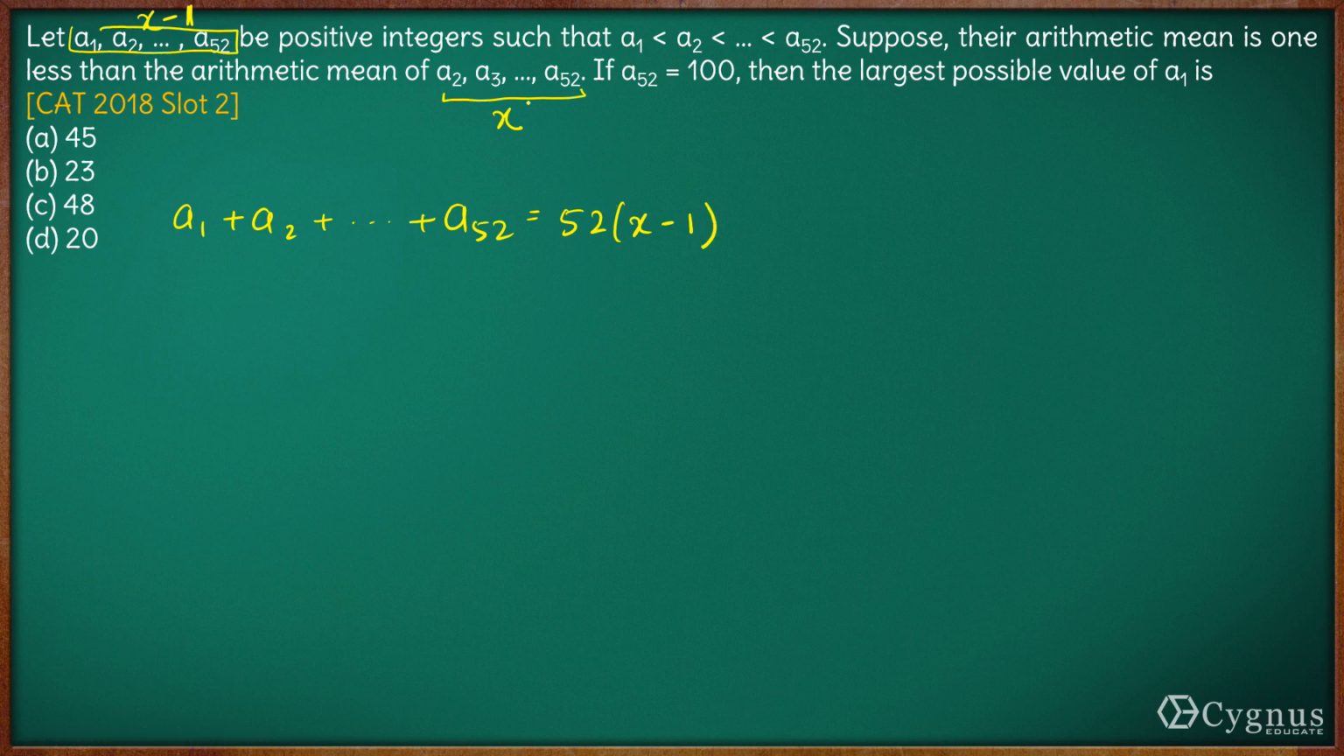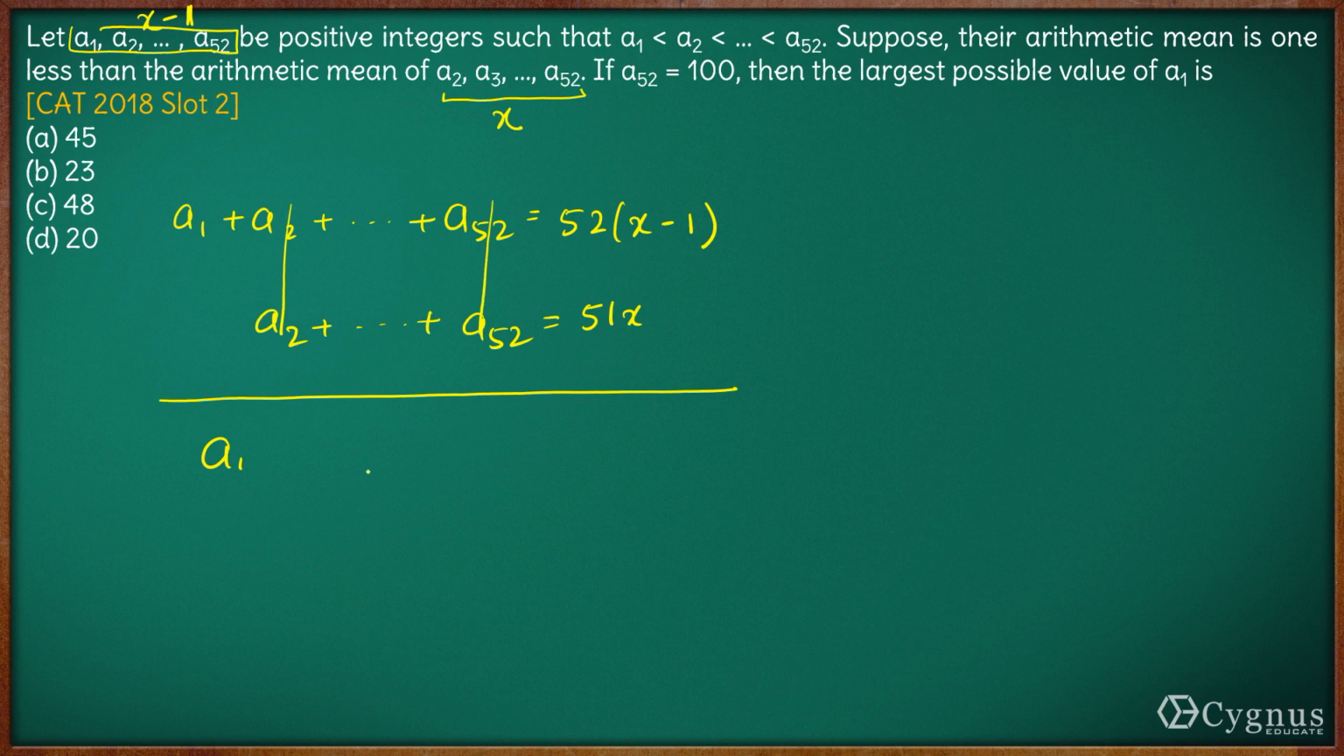Similarly, the average of these numbers is x. So the sum of these numbers, which is A2 plus A3 till A52, will be 51 into x. Now there are only 51 numbers here. Okay, so subtracting both of these, we have A1 minus 0 is A1, A2 minus A2 cancels out, A52 gets cancelled out, is equal to 52x minus 52 minus 51x, which is x minus 52.